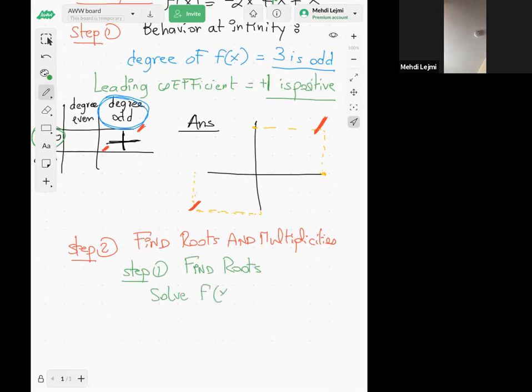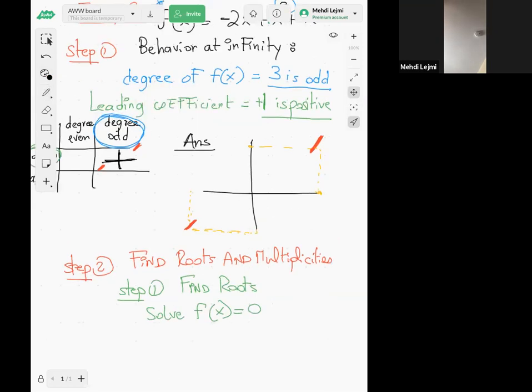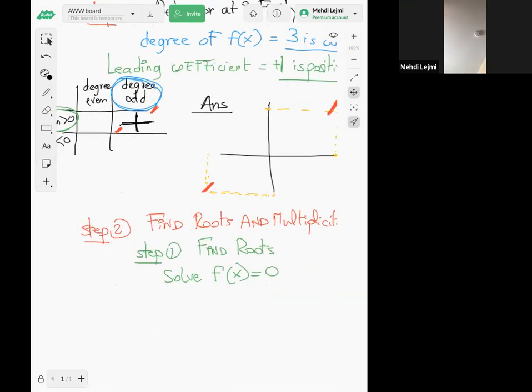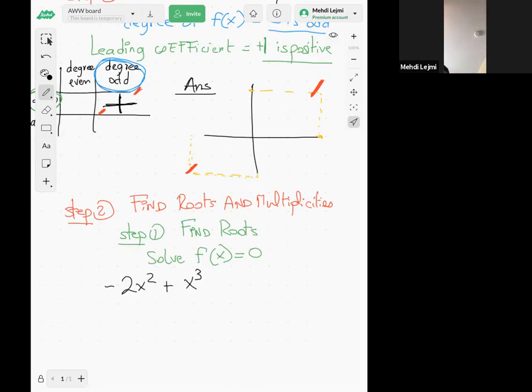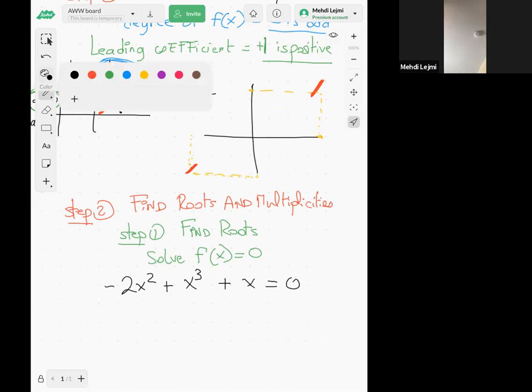So how do we find the roots? Well, we have to solve f of x equal to 0, right? My f of x is negative 2x squared plus x cubed plus x, equal to 0. So how do we solve such an equation? Well, first, we cannot use the quadratic formula because the highest power here is not squared. The highest power is 3. It's a cube, right?